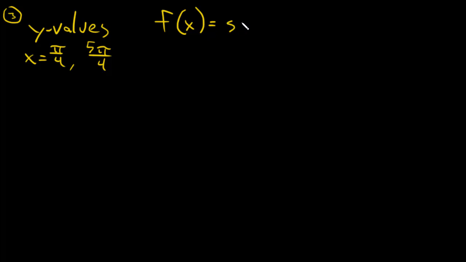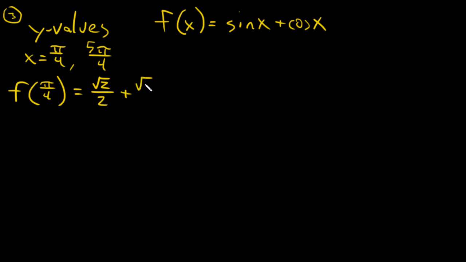So step 3, we need the y values. So we have x equals pi over 4 and x equals 5 pi over 4. Those are the two we're going to be looking at. And our original function was f of x equals sine x plus cosine x. Okay, so let's feed x equals pi over 4 into the original function. So f of pi over 4 is going to be sine of pi over 4, which is positive root 2 over 2, plus cosine of pi over 4, which again is root 2 over 2. So we're going to have 2 root 2's over 2. They're going to cancel, which is just positive root 2, which is approximately 1.4.